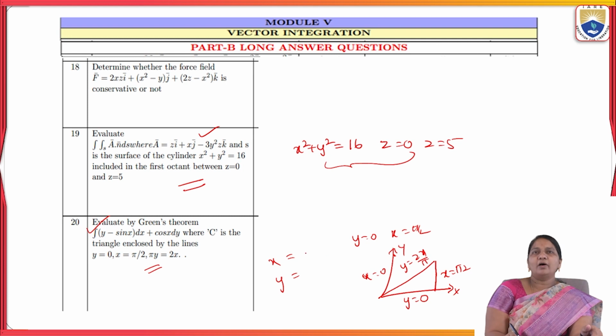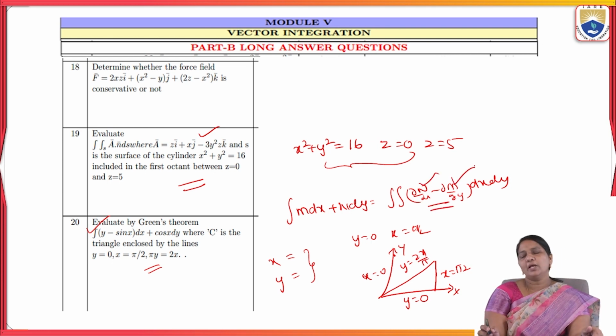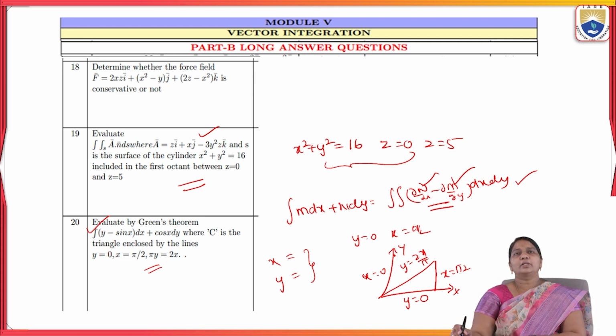So if you have the limits of x and y, we can integrate the function by using the Green's theorem, that is integral M dx plus N dy is equal to double integral over (dou N by dou x minus dou M by dou y) dx dy. So we can substitute here the values of dou N by dou x and dou M by dou y. Then we can integrate by using the limits of x and y to get the solution of the 20th problem.